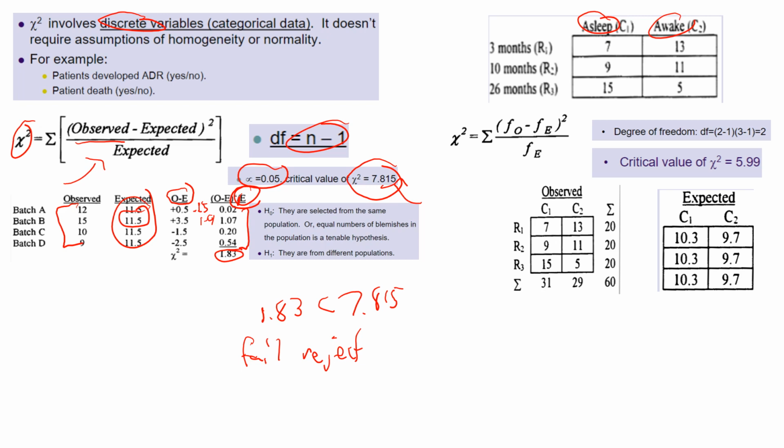So degrees of freedom, same kind of concept. It's n minus 1, so it's rows minus 1 times columns minus 1. So you could do n and m minus 1. In this case, it's a 2 by 3, so 2 minus 1 is 1, 3 minus 1 is 2, 1 times 2 is 2. Perfect. Critical value, 5.99 for 0.05. Awesome. Okay, now for the actual math.